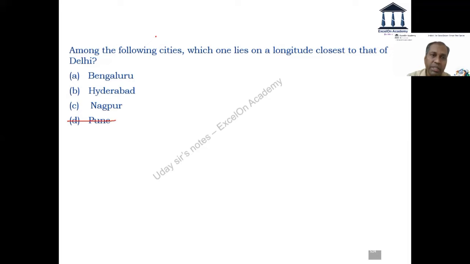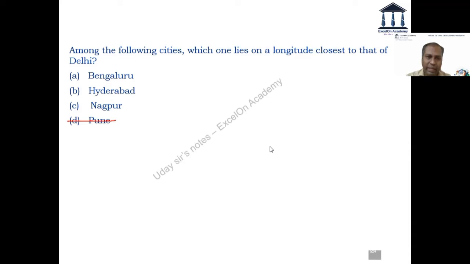But my real problem is here: Bengaluru, Hyderabad, and Nagpur. So how do we solve it? Does anyone have any idea on how to solve this? Do you have any trick, or do you feel some knowledge is what will really help you? Any tricks here?